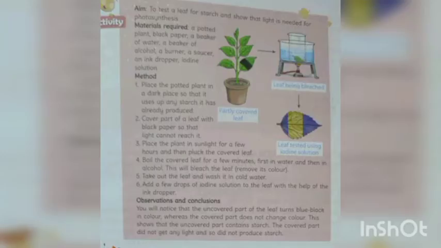Okay. Method. First, what do we have to do? We have to place the potted plant in a dark place so that it uses up any starch it has already produced. If we were to put it in sunlight, it would prepare new starch.